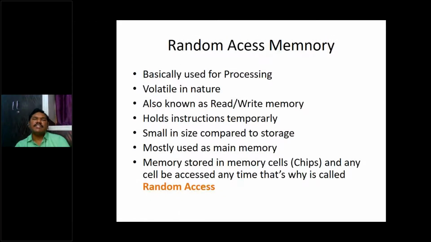Right. So what is random access memory? Basically it is used for processing, not mainly for storage. Volatile in nature means when power is off, the data will be completely removed from this memory, and it is also known as read and write memory. It is used to read data or write data between the processor and the hard disk. That's why it is called random access memory. It holds instructions only on a temporary basis. Right, small in size compared to storage.